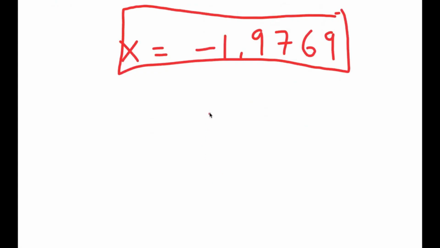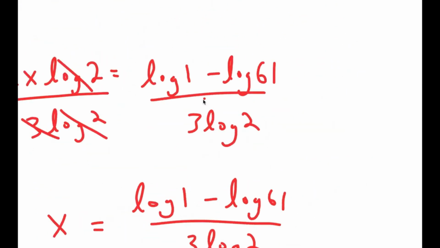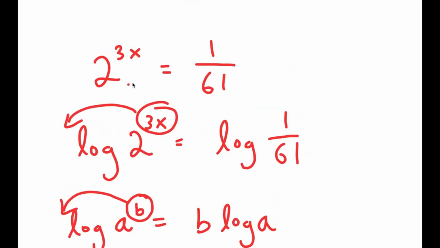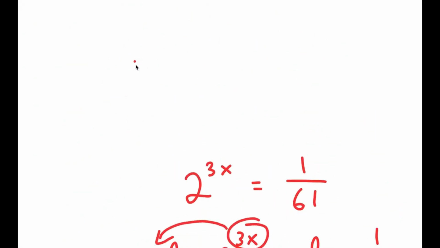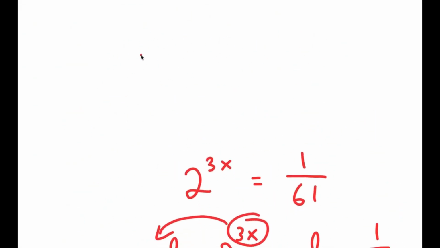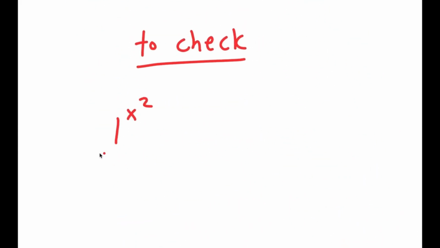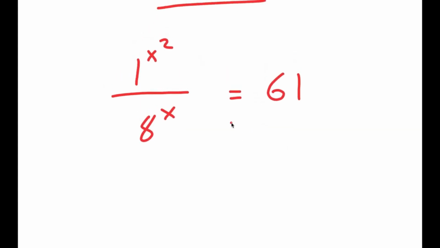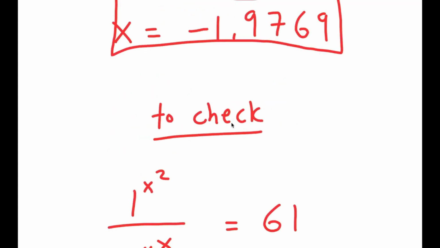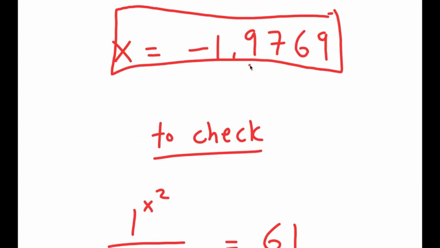And now we're going to do a very important step. We're actually going to be checking if this is right. So let's go back to our original equation, which was 1 to the power of x squared over 8 to the power of x is equal to 61. So this was our original equation. And our solution is right here, negative 1.9769.